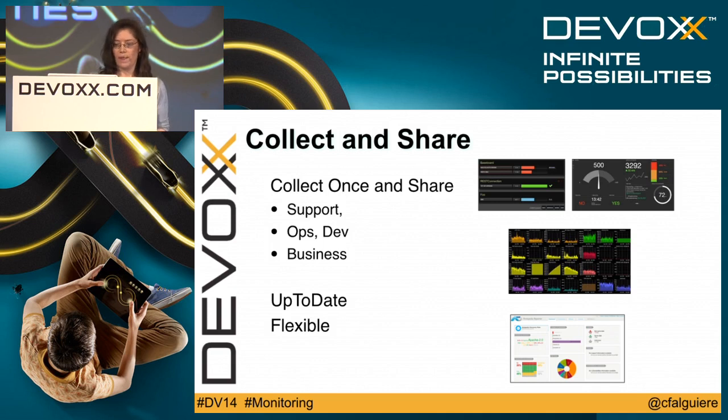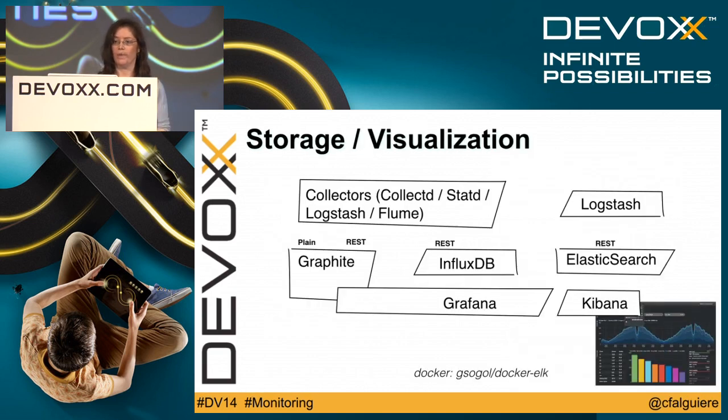So the requirement for visualization now is to have dashboards, and it's also to be up to date. Because a few years ago, you would ask the apps to send you data, and they would send you a file with data. And now people want to have access to the information immediately to be able to fix a problem. And in general, it must be flexible.